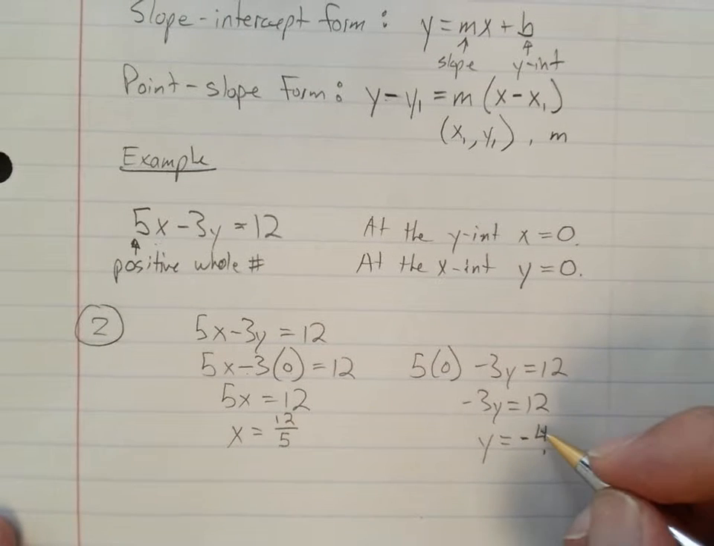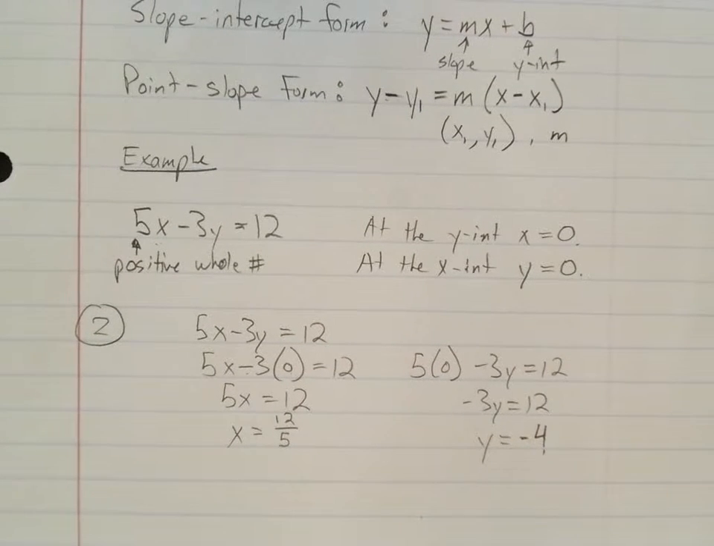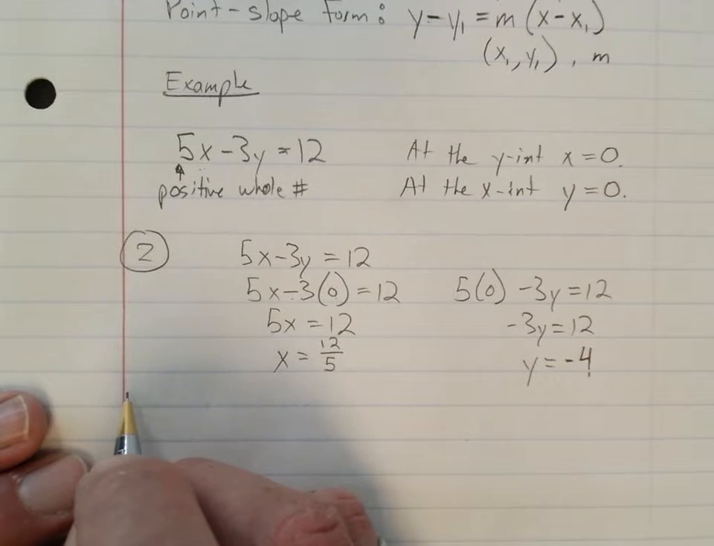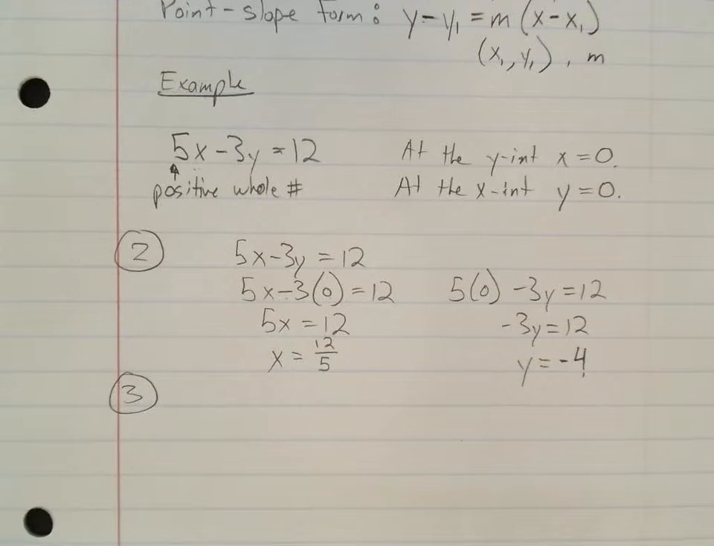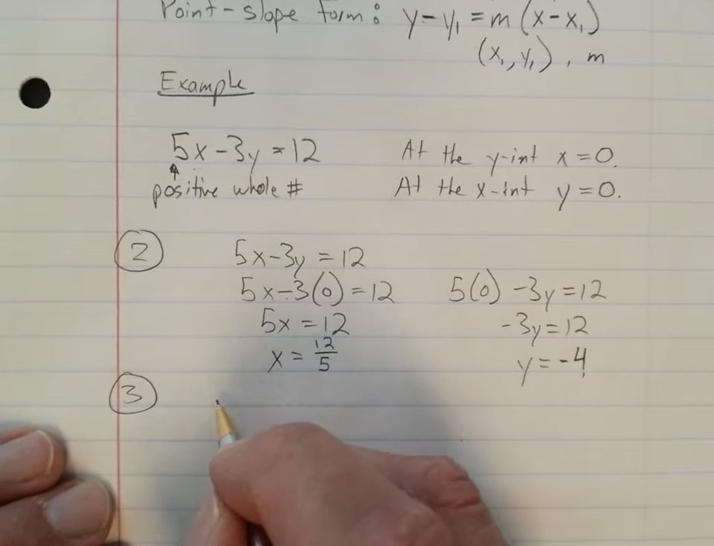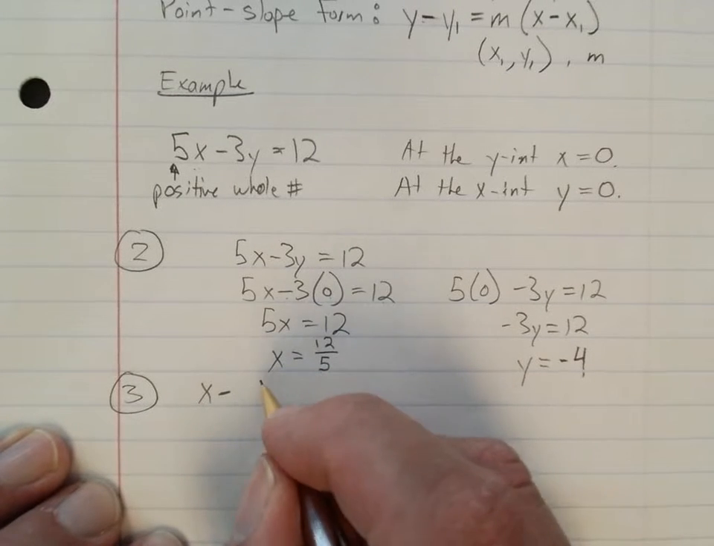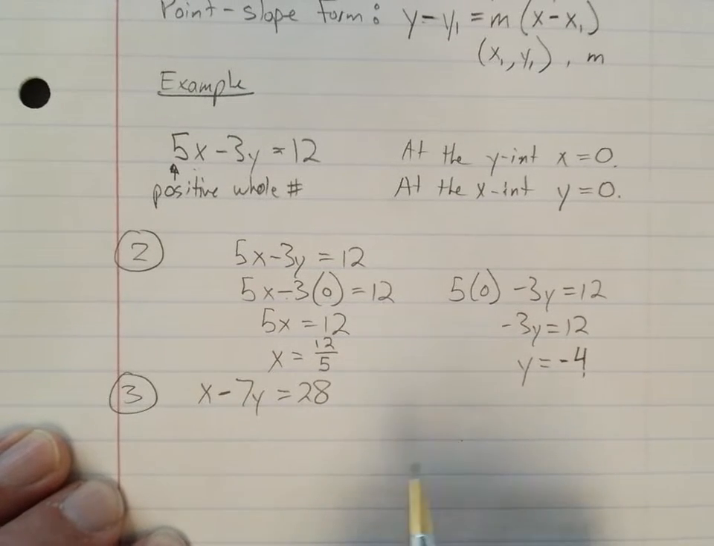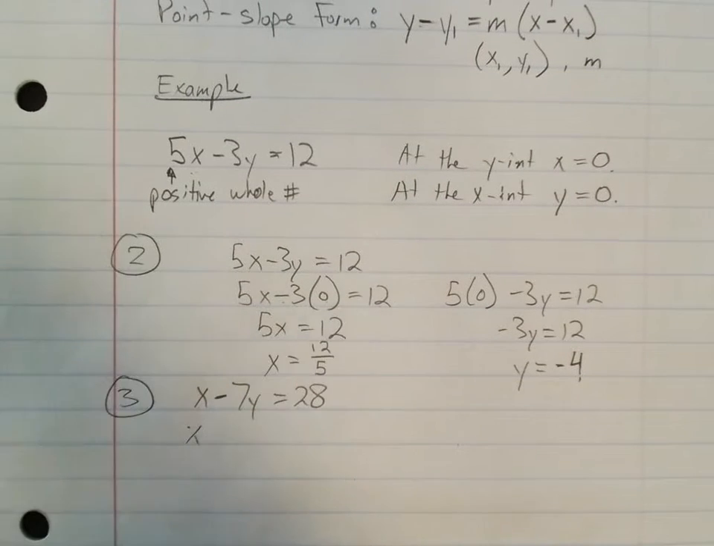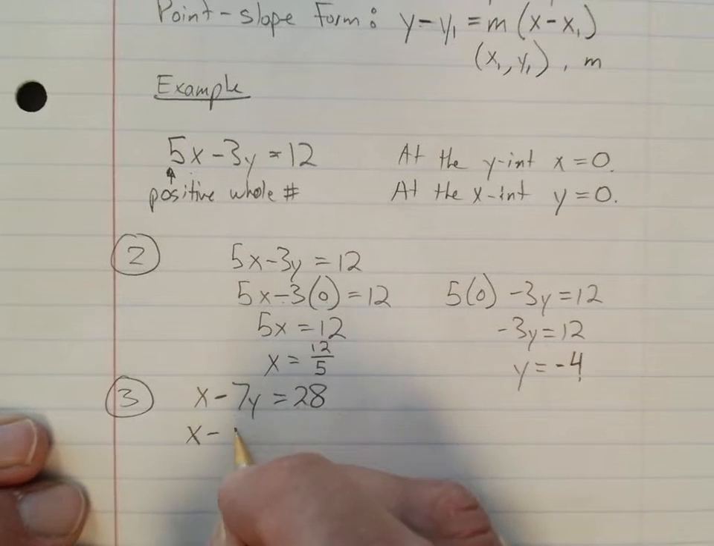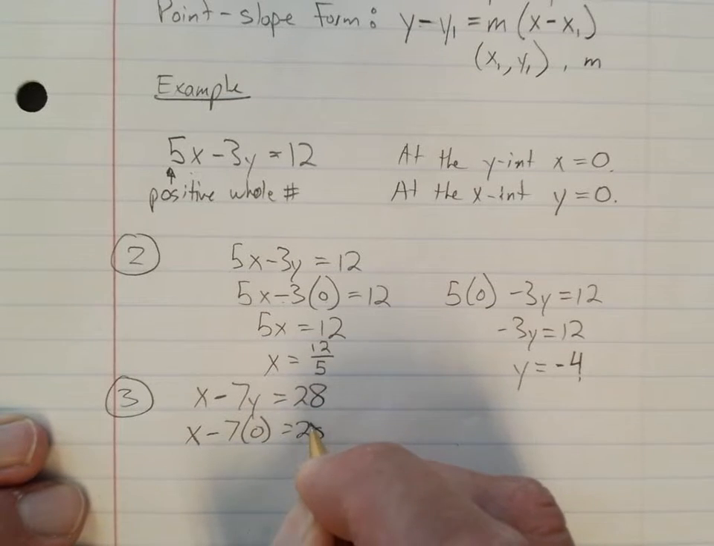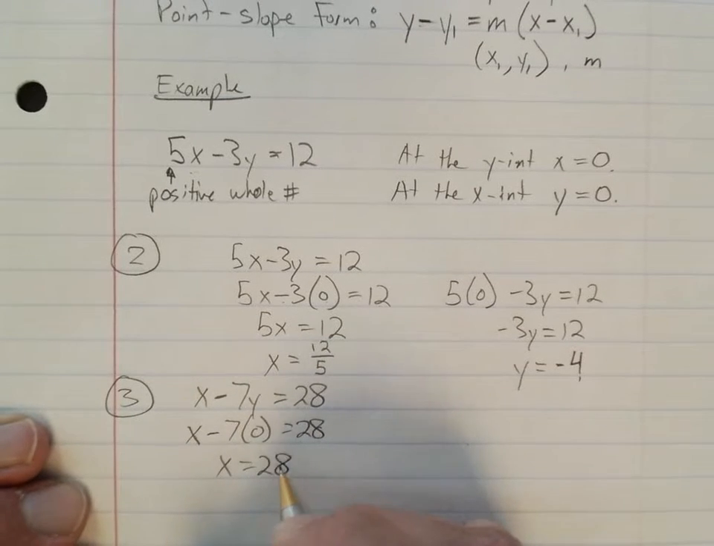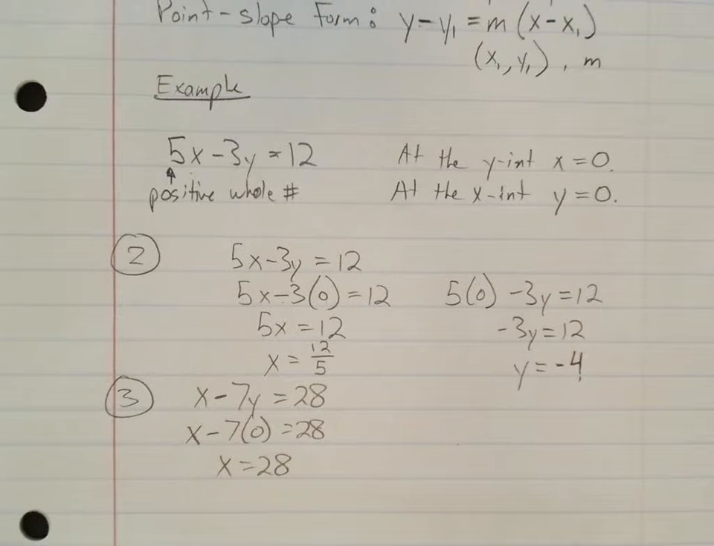Okay? So all you're doing is building on what we had talked about last chapter, where we are being able to solve for different variables. So for number 3, from the work I gave earlier today, the problem was x minus 7y equals 28. So to find the x-intercept, y's got to be equal to 0, so x minus 7 times 0 equals 28. So x is going to equal 28. That's the x-intercept. Easy peasy.